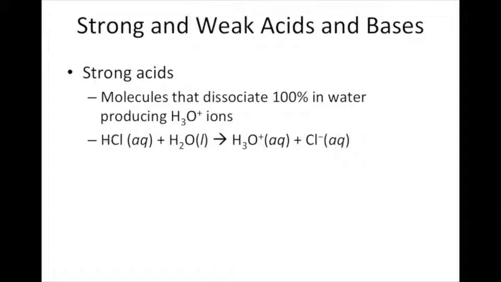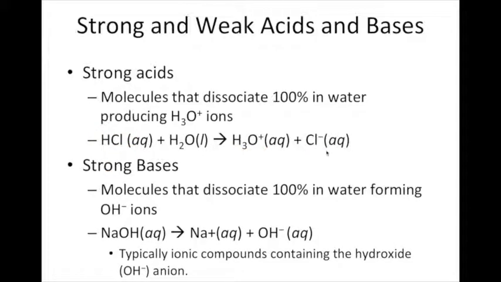So for example, hydrochloric acid is a strong acid. If you put hydrochloric acid into water, the hydrochloric acid will dissociate 100%. So essentially, at equilibrium, all of your hydrochloric acid will be converted into the hydronium ion and the chloride ion.